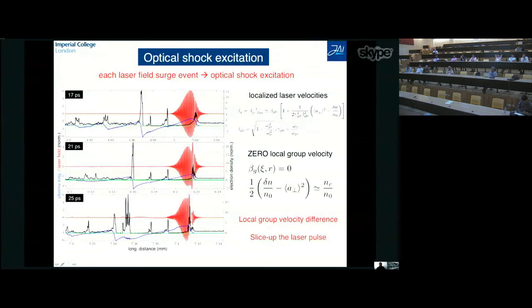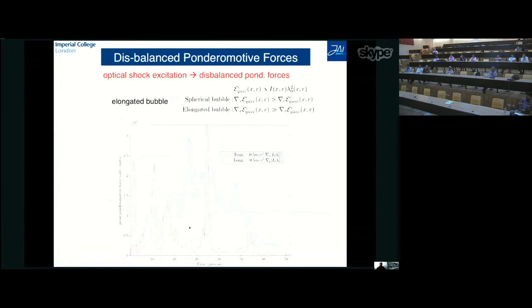So there is a small slice which is in the front, and there is a slice which is driving the wake, which is sort of in an optical shock state. So this local group velocity difference is what is basically leading to this optical shock excitation. And then what we have done is, based on simulations, we have plotted the value of the ponderomotive force.